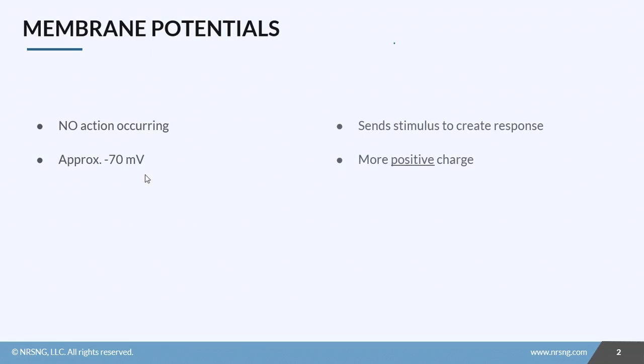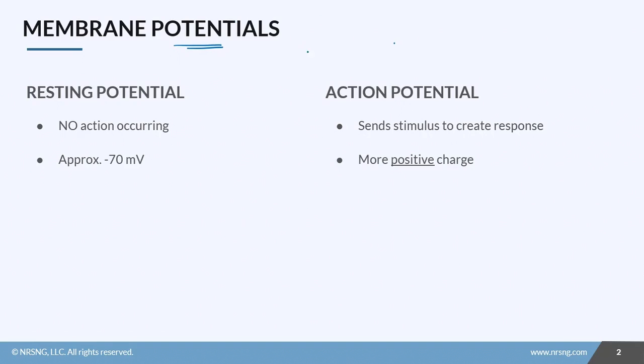In this lesson, we're going to talk about membrane potentials and the role that they play in nerve transmission. So first, what is a membrane potential? Well, anytime you hear the word potential related to nerves, I want you to think electrical charge. So the membrane potential is really just the electrical charge across a membrane.